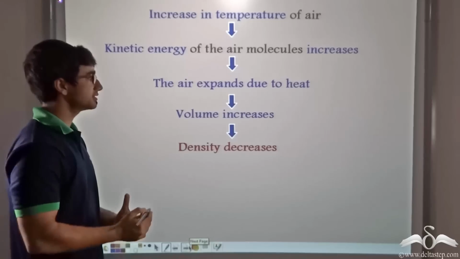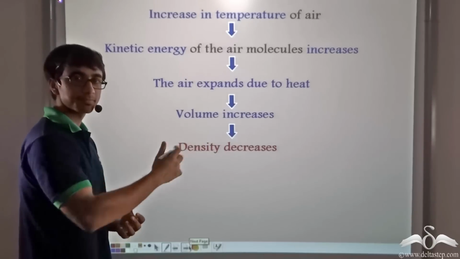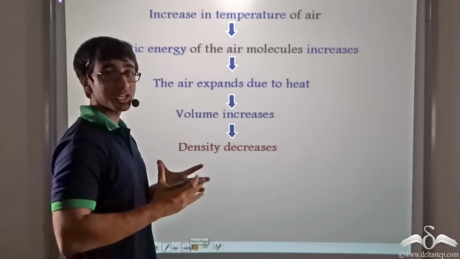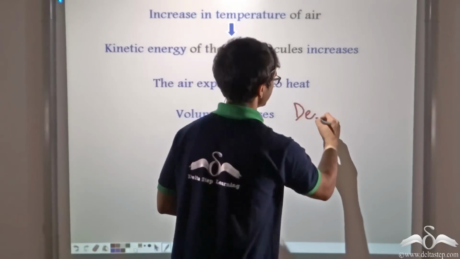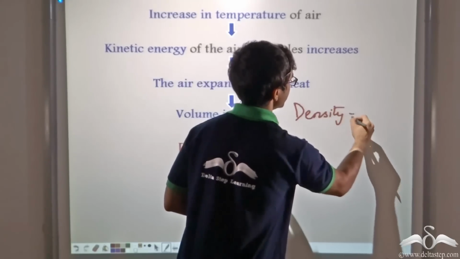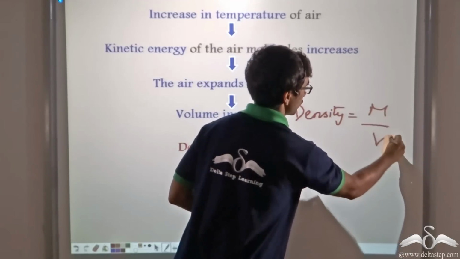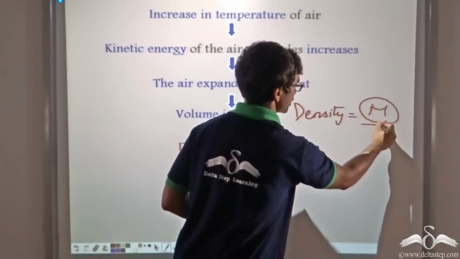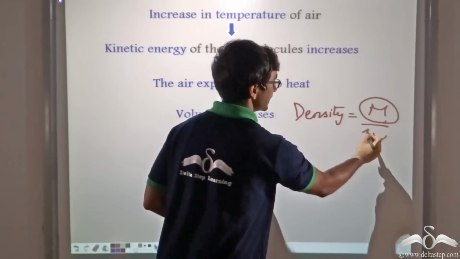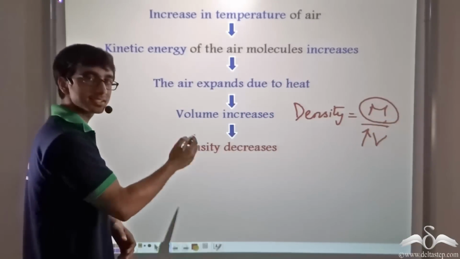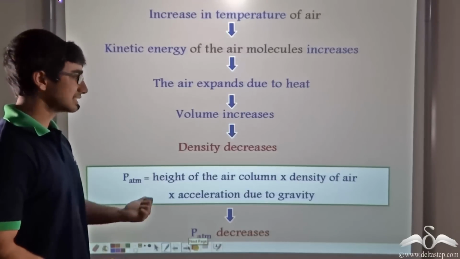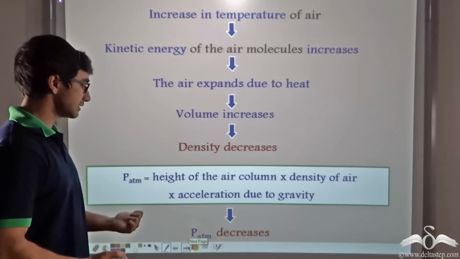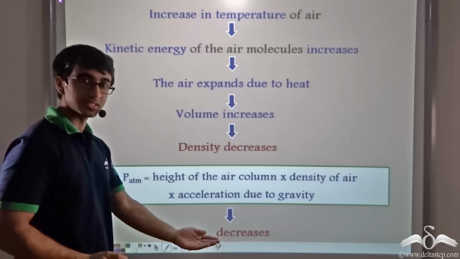As a result, the volume increases, but the mass of air does not change. So density, that is equal to mass by volume: since mass is not changing but the volume is increasing, the density is decreasing, and thus since density is decreasing, we can say that the atmospheric pressure also decreases.